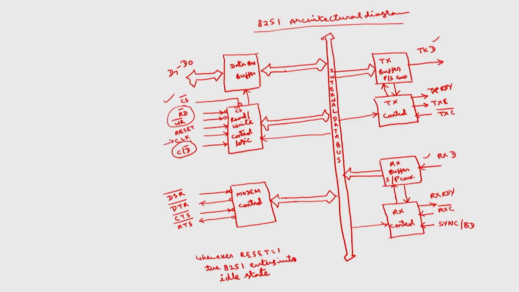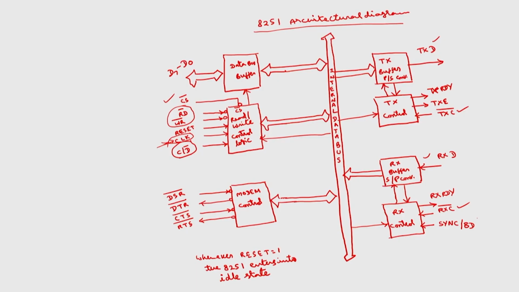One important point here is this clock is nowhere related to the transmitter and receiver speeds. This is internal to this particular block only. This clock is not going to decide the speed of transmission and reception. The speed of transmission and reception will be decided by two clocks called receiver clock and transmitter clock. Okay. Now, coming to read bar, write bar and C by D bar.